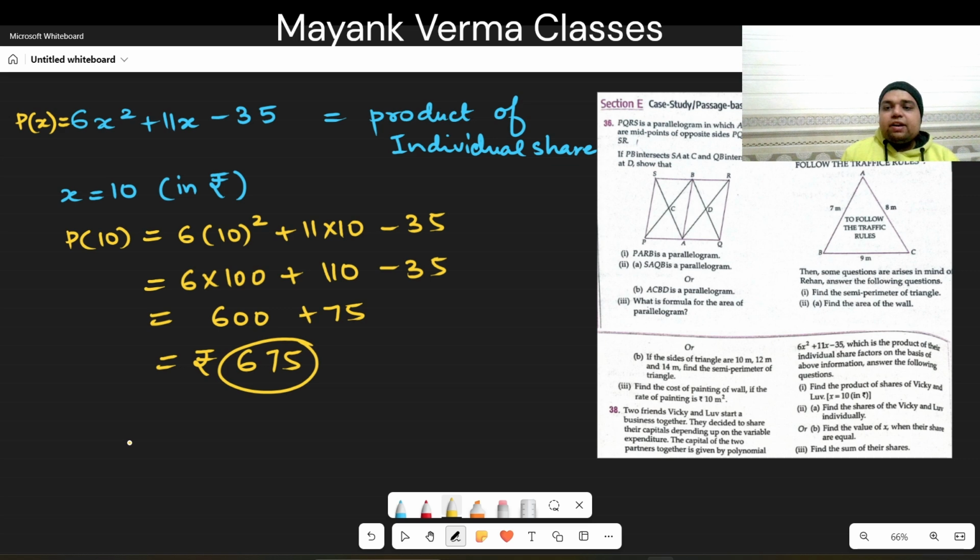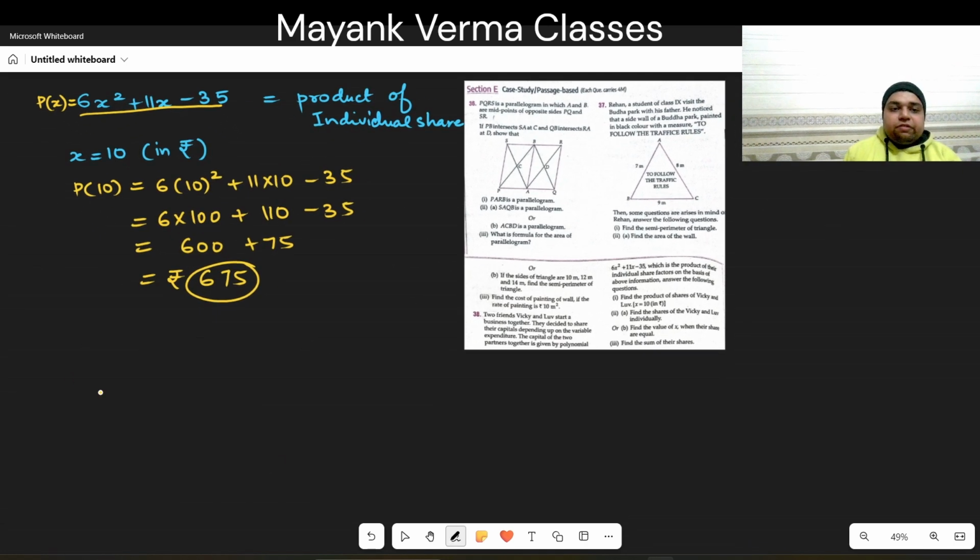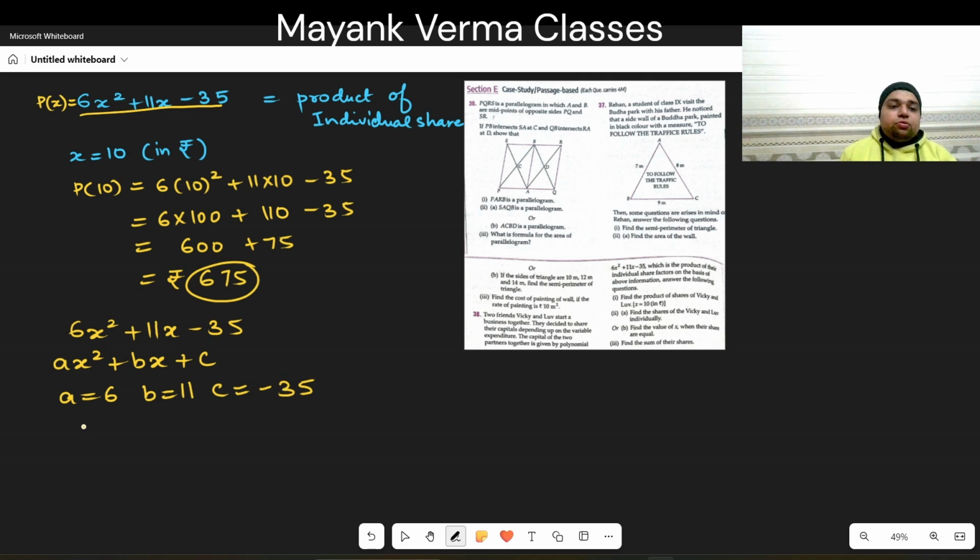In the second, it is saying find the share of Vicky and Love individually. So P of x is a product of two things. That means we need to factorize it basically. So let's factorize it. The equation is 6x square plus 11x minus 35. We will compare this with ax square plus bx plus c. So here a will be equal to 6, b will be equal to 11 and c will be equal to minus 35.